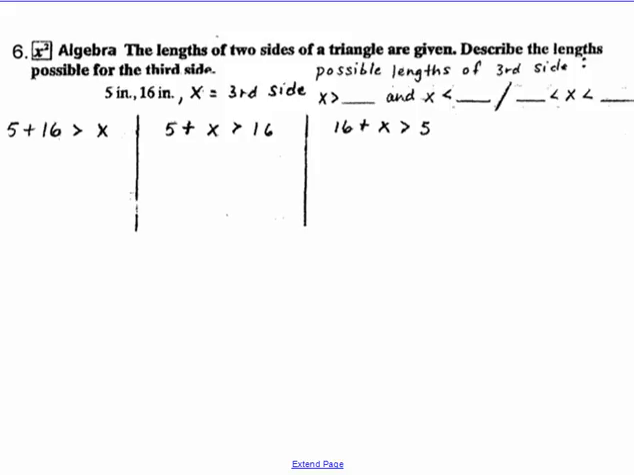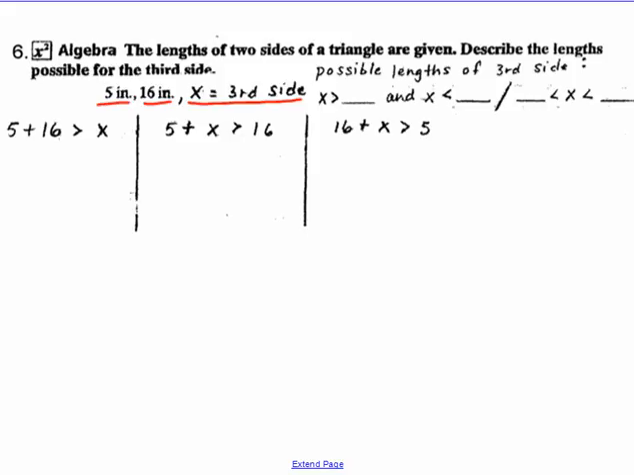As we move on, we're looking at the algebra of the triangles as well. So what we have is a triangle. We have 2 sides that are given. We've got 5 inches and 16 inches. X is our third side. So now we have to figure out what lengths could possibly be the third side.